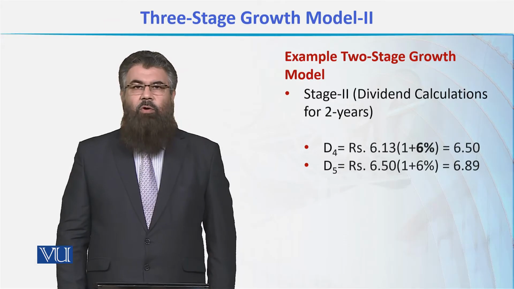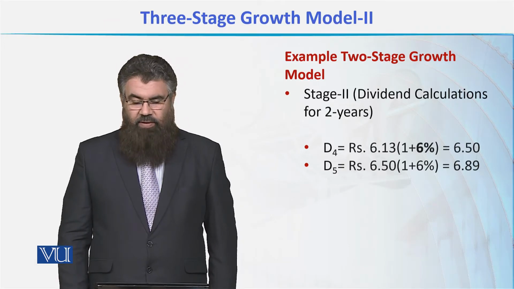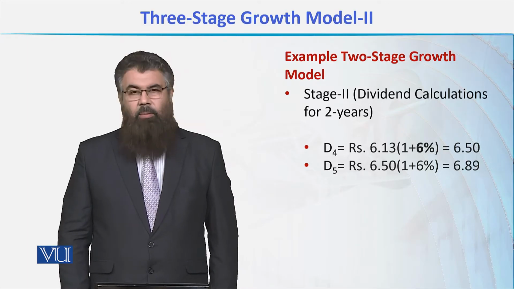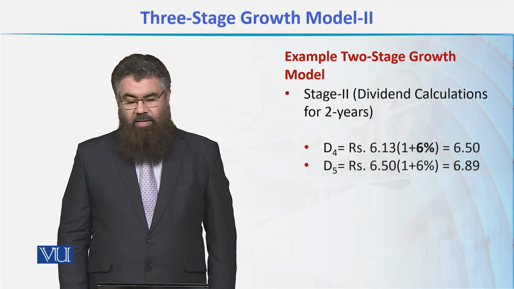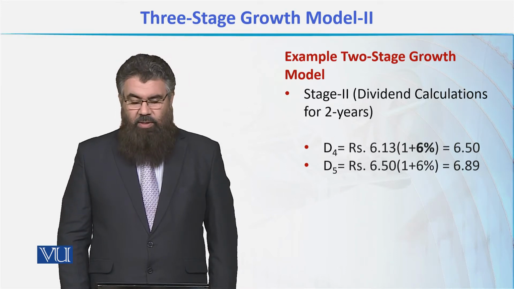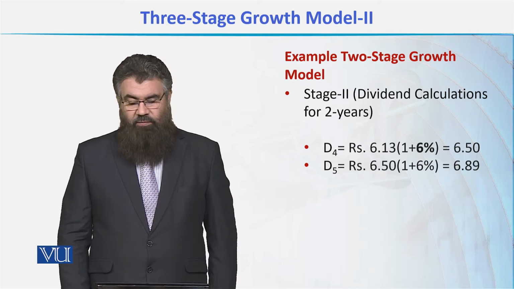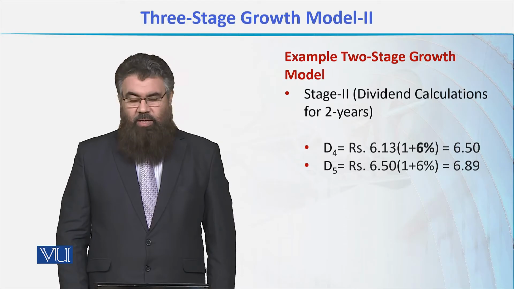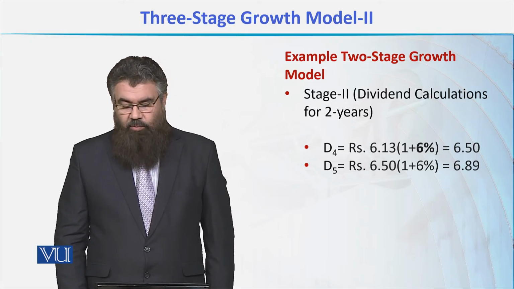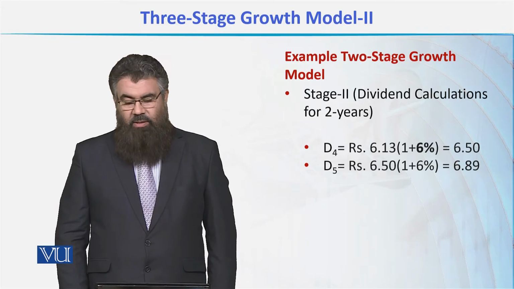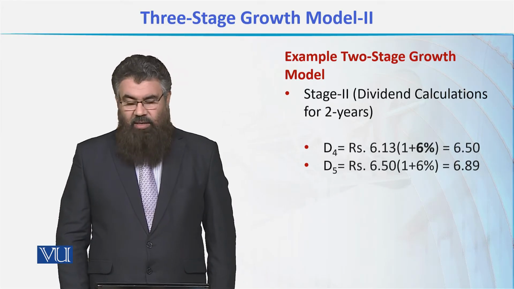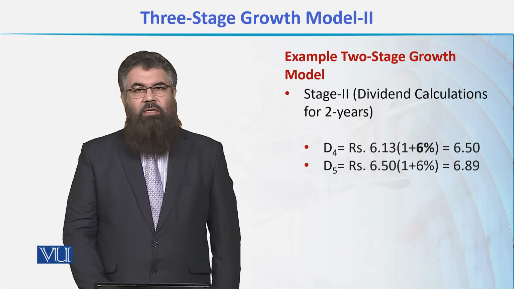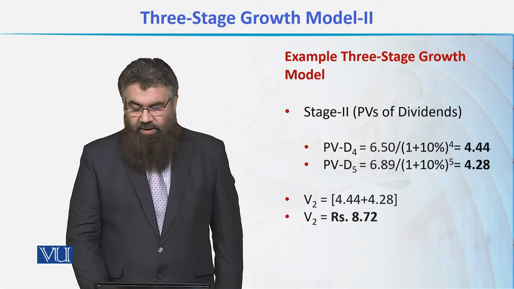In the second stage, we have got only 2 years, that is 4th and 5th. So the first step is to calculate the dividends of year 4 and year 5. But remember, here the growth rate has changed to 6%. So we'll start with the dividend of year 3, which is 6.13, and grow it at 6% to get the dividend of the 4th year, which is 6.5. इस डिविडेंड को हम 6% के लिहाज से मजीद 1 साल के लिए ग्रो करेंगे और 6.89 हमारे पास एक्सपेक्टेड डिविडेंड होगा ऑफ ईयर 5.